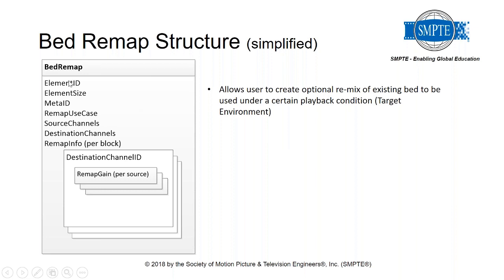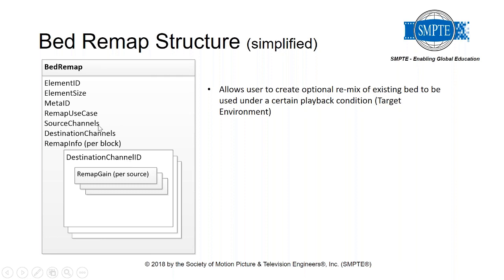So this structure has the typical elements you're used to seeing of element ID, size and meta ID. It has a use case, meaning it specifies the use case to use this remap structure in. And in this case, there are source channels and destination channels and remap info per block.